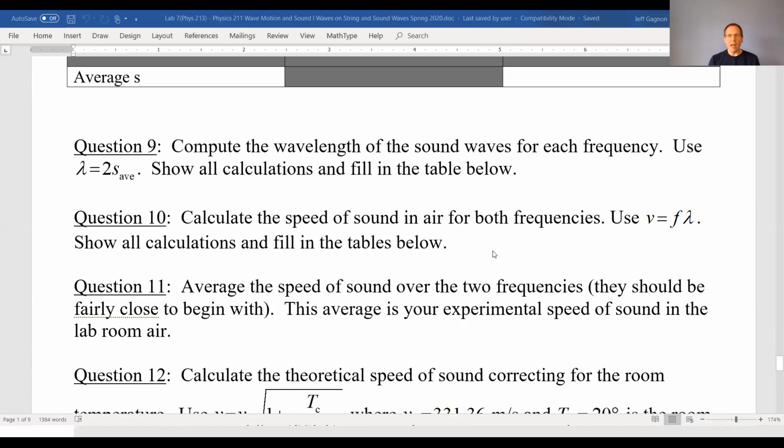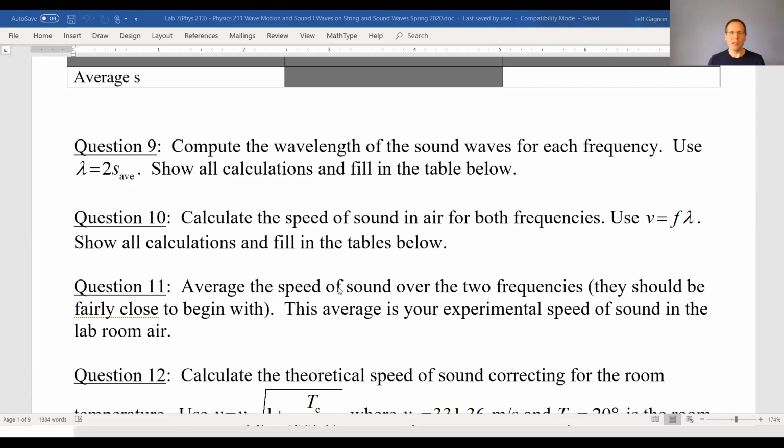Question 10. Now that you have the wavelength, we can calculate the speed of sound. The velocity V is simply equal to f times lambda. We know the frequency, it's either going to be 500 or 650. And we know lambda, the wavelength, which we just computed in question 9. So if you multiply those together, that will give you the speed of sound.